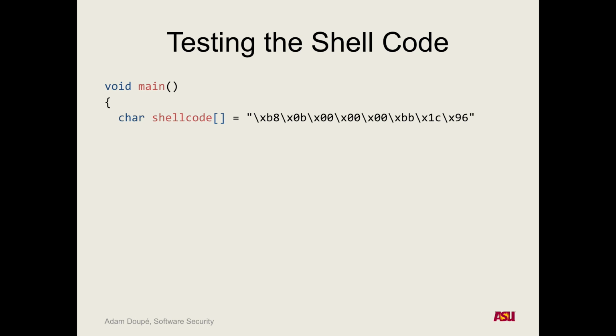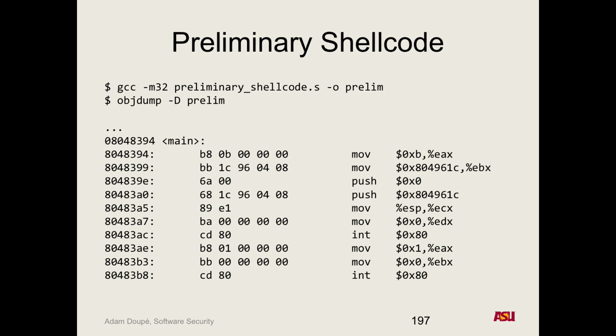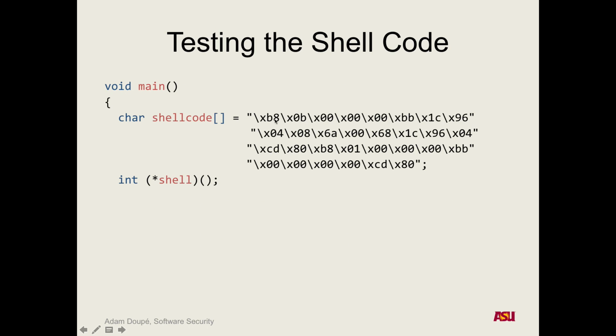You can create a variable called shellcode. You can copy these bytes. Where did I get these bytes? From objdump. These bytes right here. The second column here shows all the bytes of these instructions. Right? So B8 0B 00 00 00, BB 1C 96. Look at the next one, B8 0B 00 00 00, BB 1C 96, and so on and so forth. So those are just those bytes copied over.